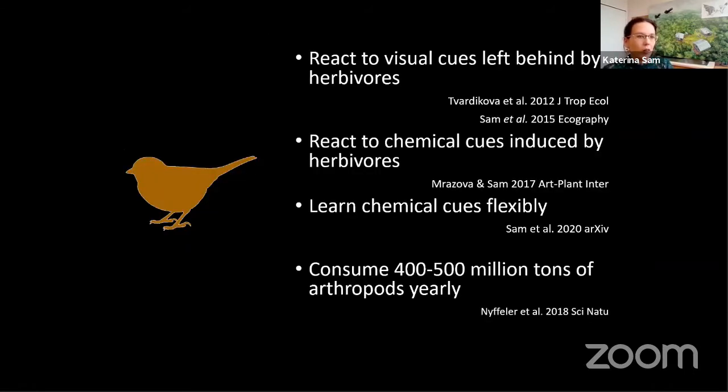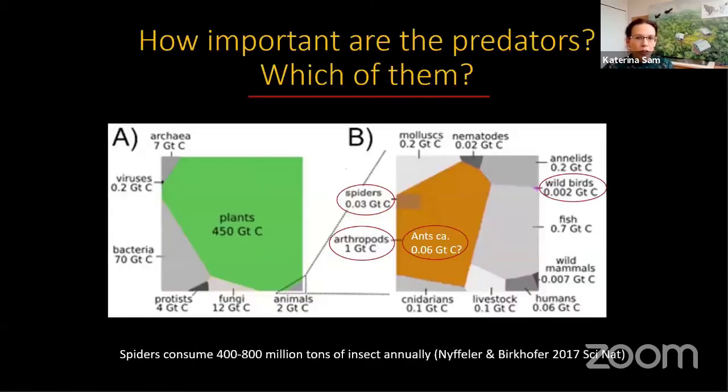So the birds react visually to the visual cues left behind by the herbivores. They react to the chemical cues left by the herbivores, and they learn them flexibly. They are also omnipresent, and they consume huge amounts of arthropods yearly. But still, are they really good predators? Because many people argue that their biomass globally is very small.